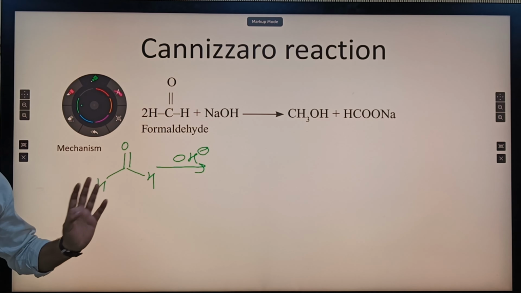So from this we have OH negative, hydrogen, and this is a hydrogen atom that came over as a hydride. Then in acidic conditions, or as a workup, it converts into an alcohol group. Hydrogen, this is CH3OH, an alcohol group. So this is the mechanism behind the Cannizzaro reaction. So let's move further.